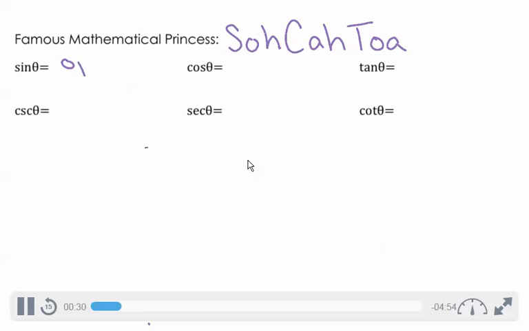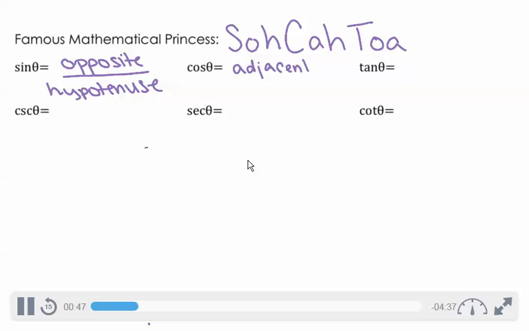So sine is opposite over H stands for hypotenuse. So hypotenuse. Cosine, A H. So cosine is going to be adjacent over hypotenuse. And then tangent, O A, is going to be opposite over adjacent.